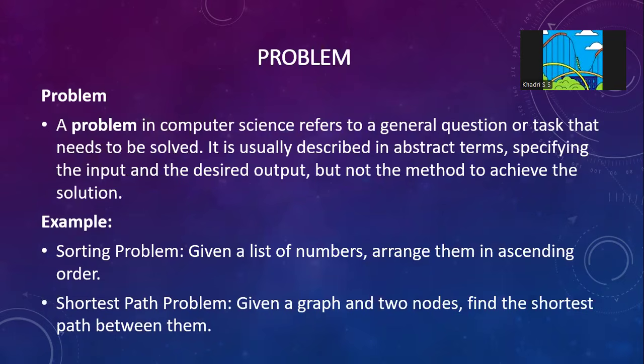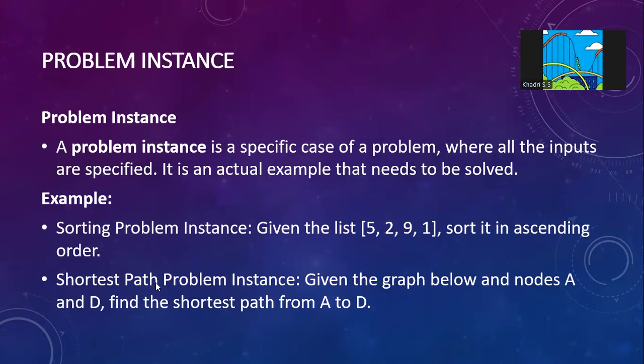So in the previous example, what was given? He gave a list of numbers, but we don't know which numbers, whether ascending or decreasing. We don't know what kind of list of numbers it is, right? But in the problem instance, the list is given here: 5, 2, 9, 1, right? That is called specified inputs. Sort it in ascending order. So he has not given just a list of numbers, but he has specified the input here. In the previous problem, he had not specified what kind of numbers, but here they are specified. These kinds of specifications are called a problem instance.